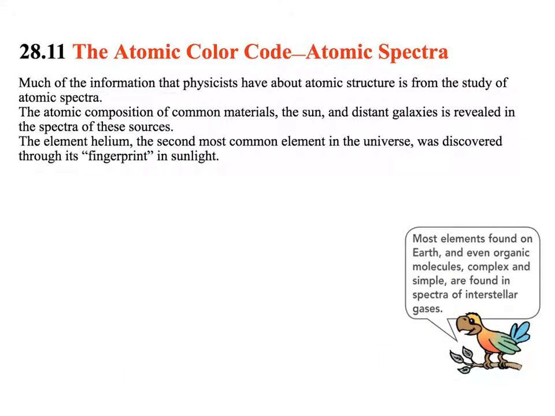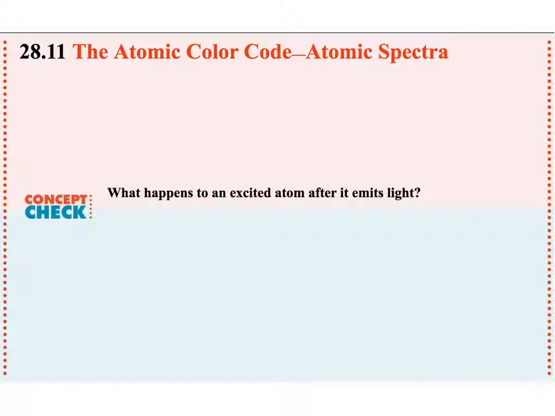Much of the information that physicists have about atomic structures comes from the study of atomic spectra. The atomic composition of common materials, the sun, and distant galaxies is revealed in the spectra of these sources. The element helium, the second most common element in the universe, was discovered through its fingerprint in sunlight. What happens to an excited atom after it emits light? Produces a photon. That's the end of the notes for color.